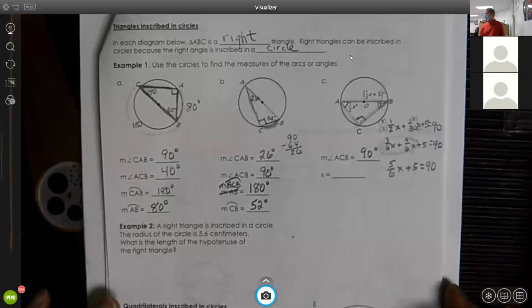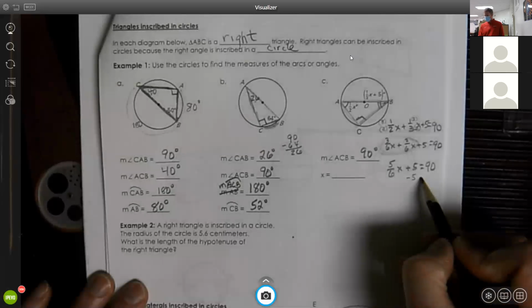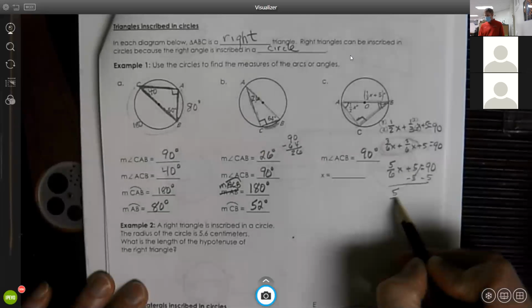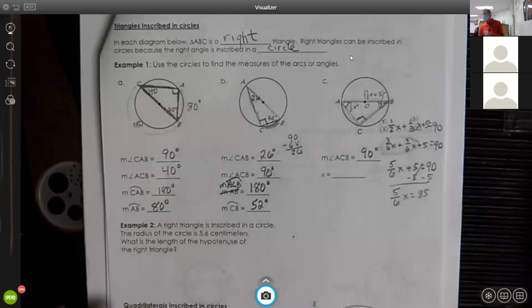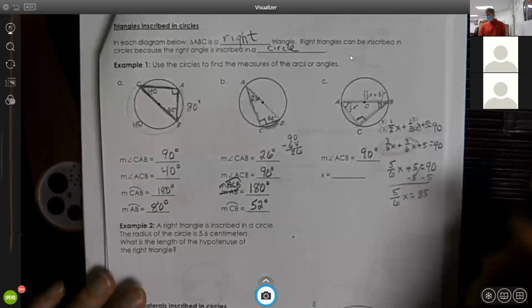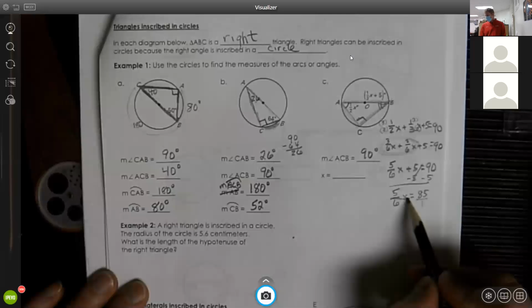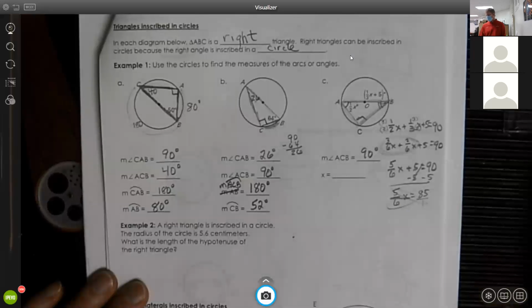Okay, there's a little fraction lesson for us. And we can subtract the 5. Leaves us 5 over 6x equals 85. Well, there's a couple different ways, again, we can handle this one. We could turn it into a proportion, and we would cross multiply. That would always be a good way to handle that.